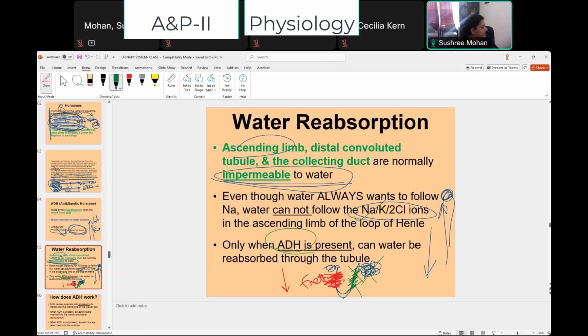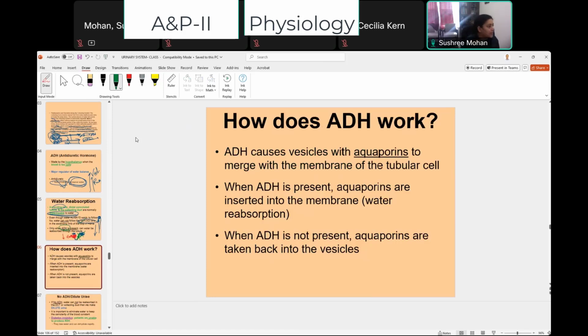How? Because ADH, how does it work? It will add aquaporins. I told you in the previous slide that I will talk about aquaporins. This is the time I'm going to talk about aquaporins. So in the loop of Henle, PCT, descending, ascending, DCT. Here we don't need aquaporins because water can freely go out, be reabsorbed. But here, water cannot. It is not permeable. Even though sodium is reabsorbed, water cannot follow it. Water cannot get out.